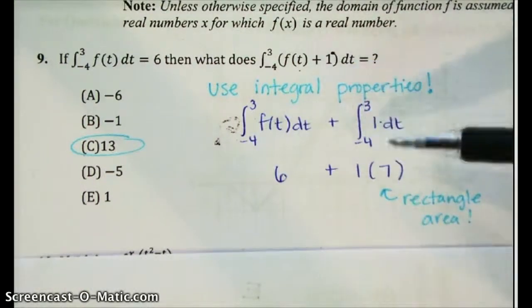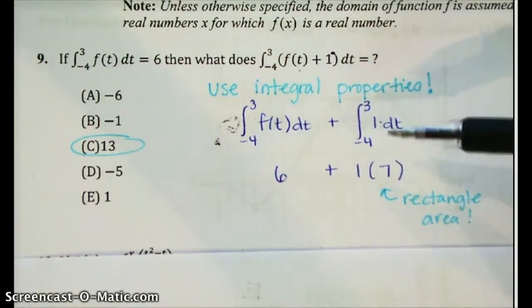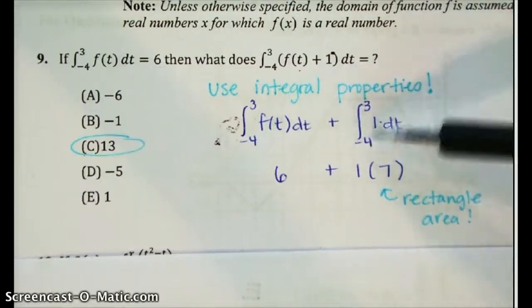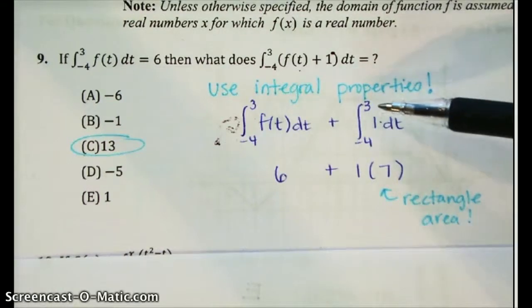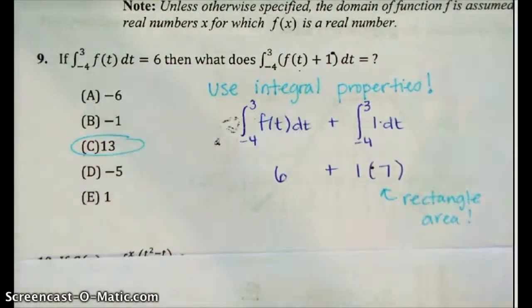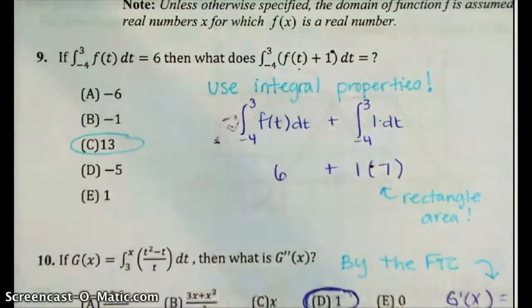Best way to think about that is think of it as a rectangular area. There's a line that's 1 unit high, and it stretches from -4 to 3. The area under that line is a rectangle with a width of 7 and a height of 1. That makes the total area 6 plus 7, which is 13. Go ahead and try this one.